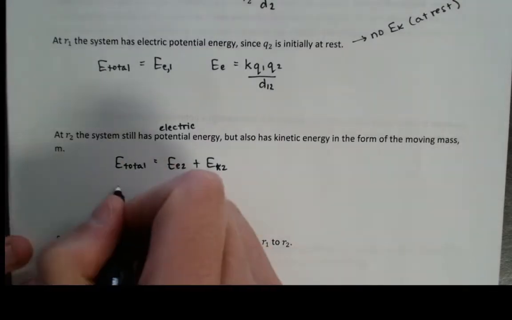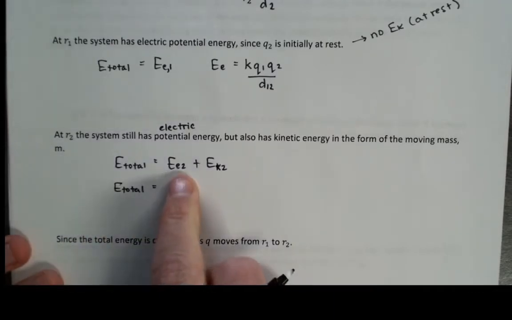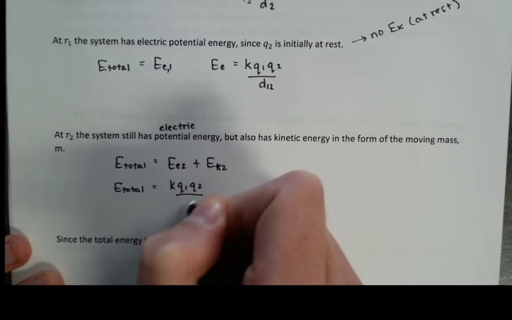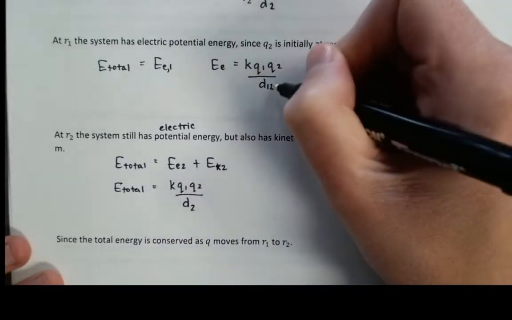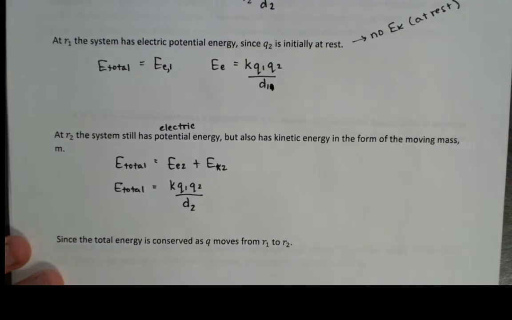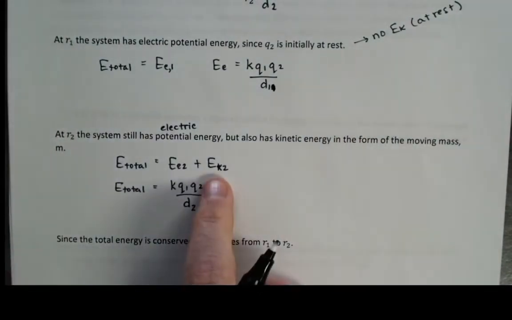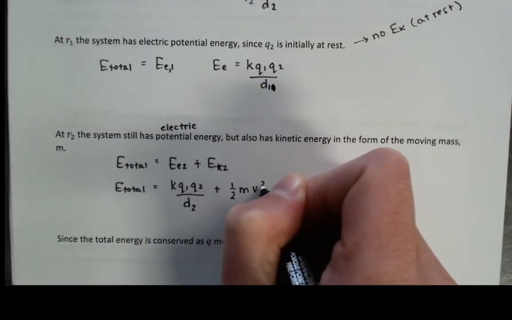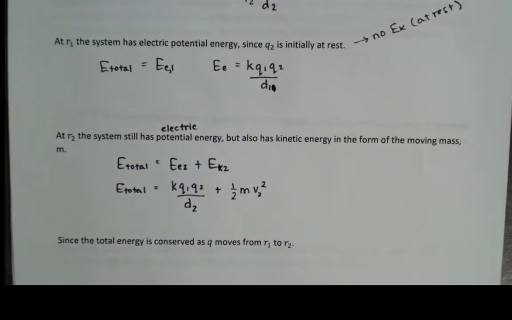So another way we could express this is E total is going to be electric potential energy, which is K times Q1 times Q2 over now our second distance. Sorry, I should have just called this distance 1 and distance 2, plus, well, we know the formula for kinetic energy. It's a half times mass times speed squared. Now this would be whatever your second velocity is, or V2, okay?